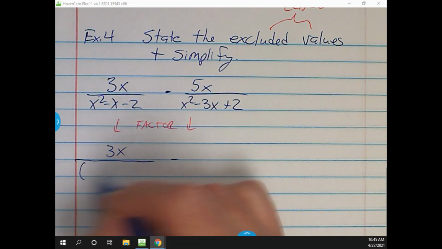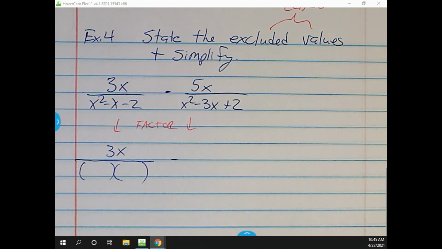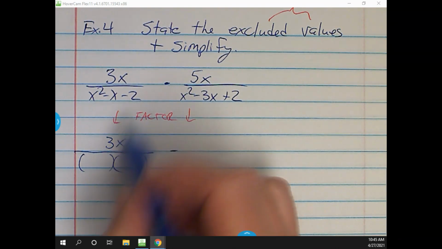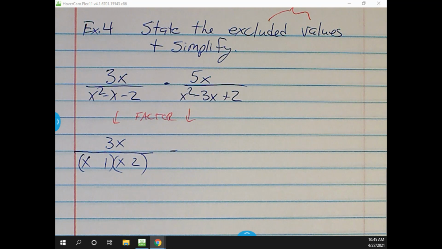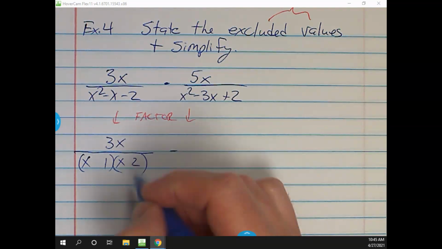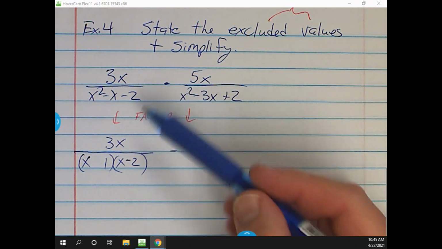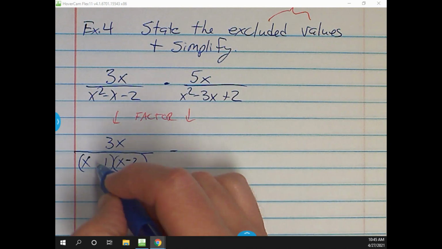For this one, if we factor the denominator, which is where you're going to do most of your work anyway, we need the factors of 2. Well, factors of 2, 1 and 2. B term is negative, so the bigger number is negative. And if you divide negative 2 by negative 2, that means that the 1 will then have to be a positive.